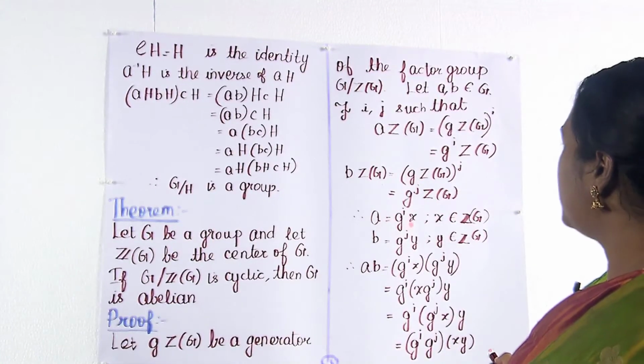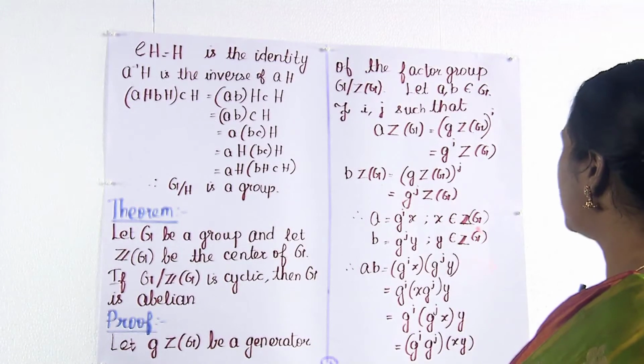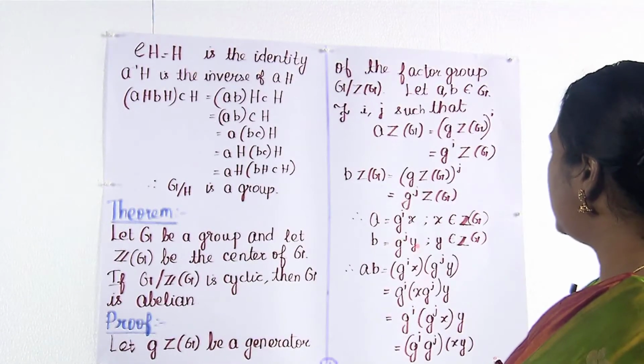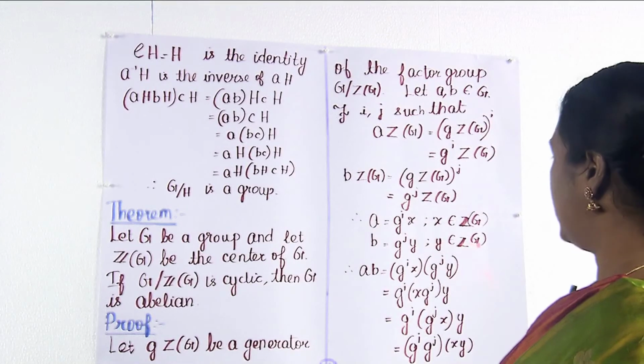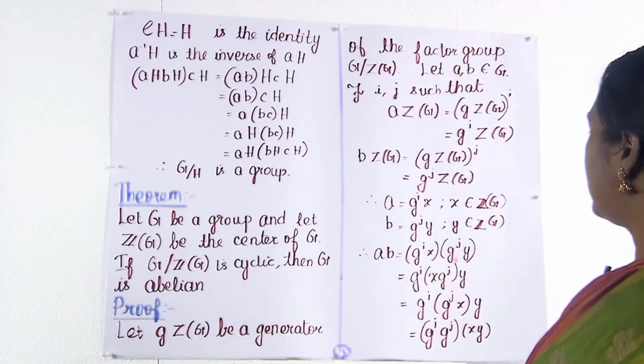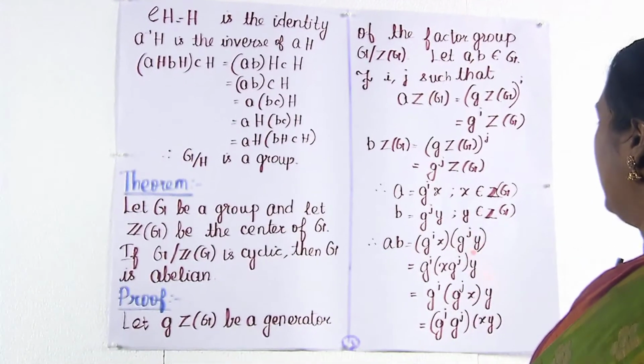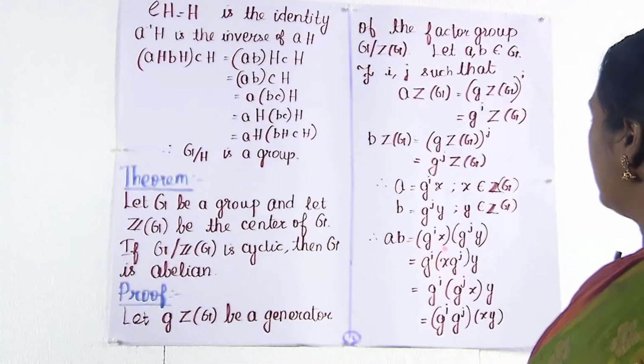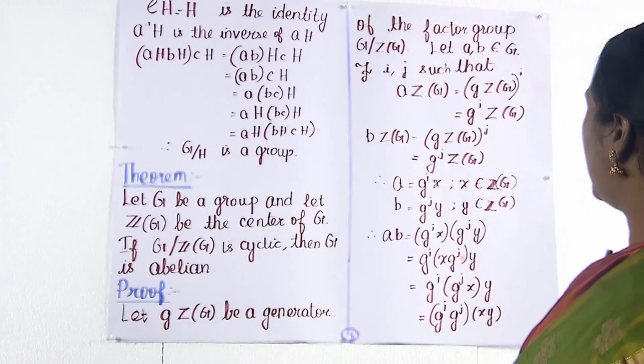Therefore, A is equal to g^i x, where x belongs to G, and B is equal to g^j y, where y belongs to Z(G). Then AB is equal to g^i x times g^j y, that is equal to g^i times x g^j times y.